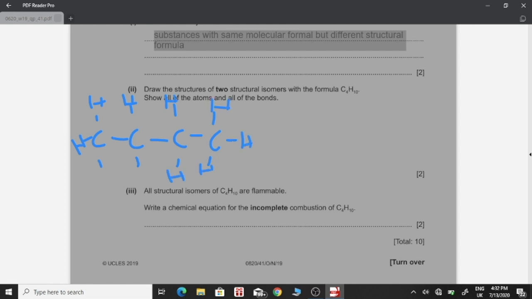Alright. Now the second structure which we can form is we can have a methyl group on the second carbon atom, and then we can have all of the rest of our hydrogen in the same place as we had in the previous structure. So we have the same number of hydrogen and carbons, but the only difference is that we have changed the position of this methyl group.